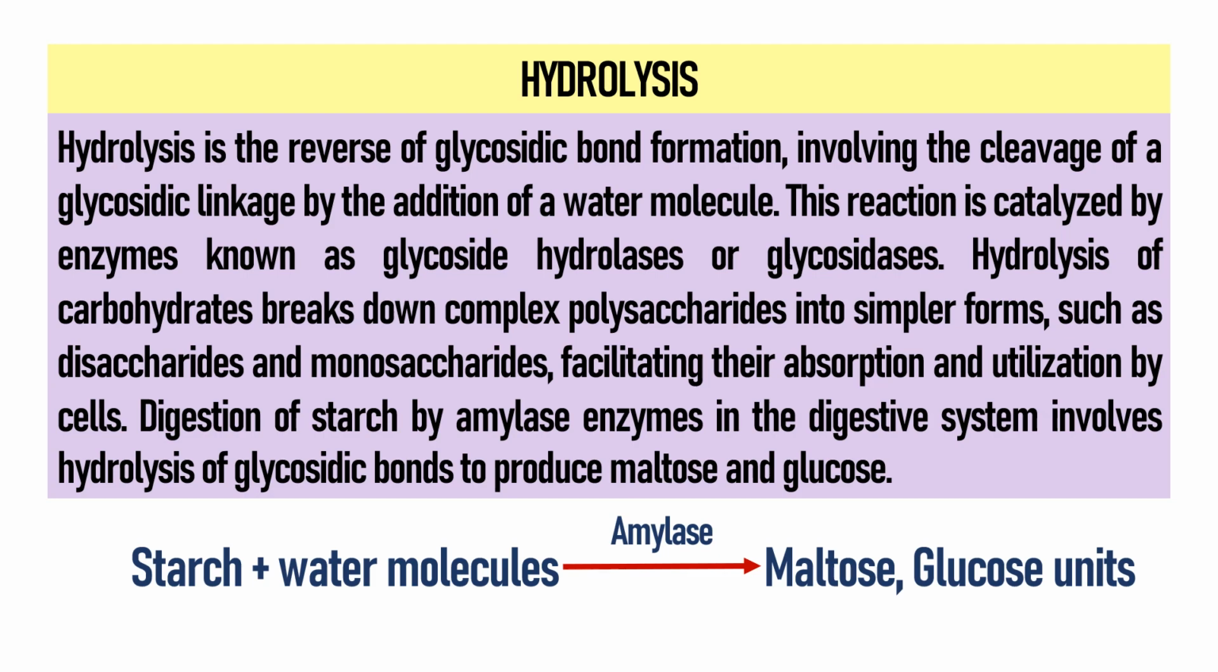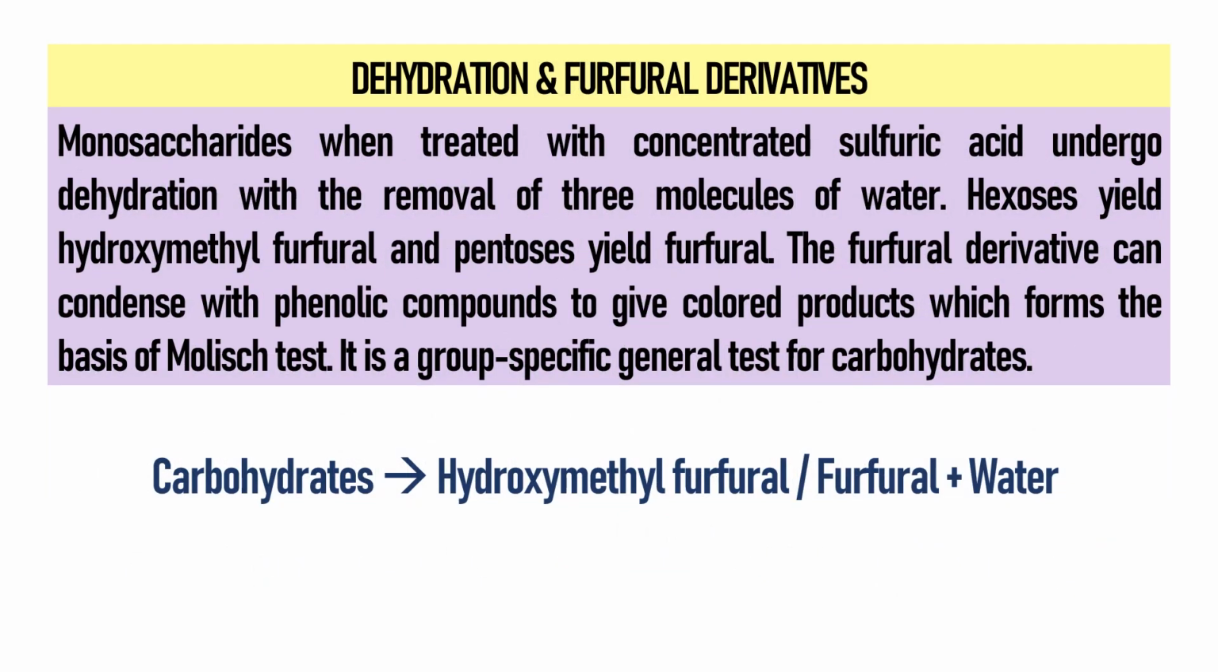Monosaccharides, when treated with concentrated sulfuric acid, undergo dehydration with the removal of 3 molecules of water. Hexoses yield hydroxymethylfurfural and pentoses yield furfural. The furfural derivative can condense with phenolic compounds to give colored products, which forms the basis of Molisch test. It is a group-specific general test for carbohydrates.